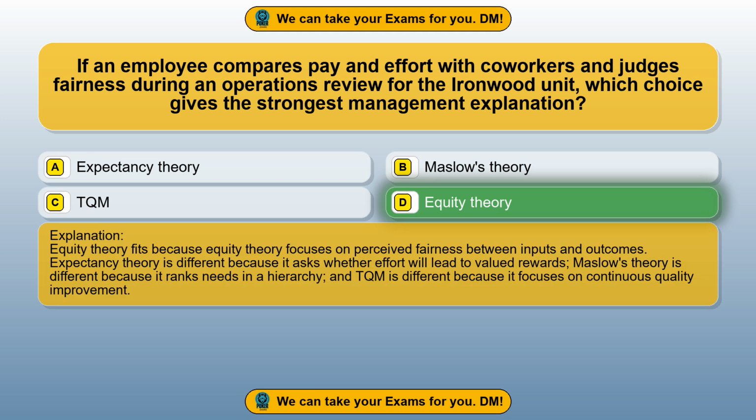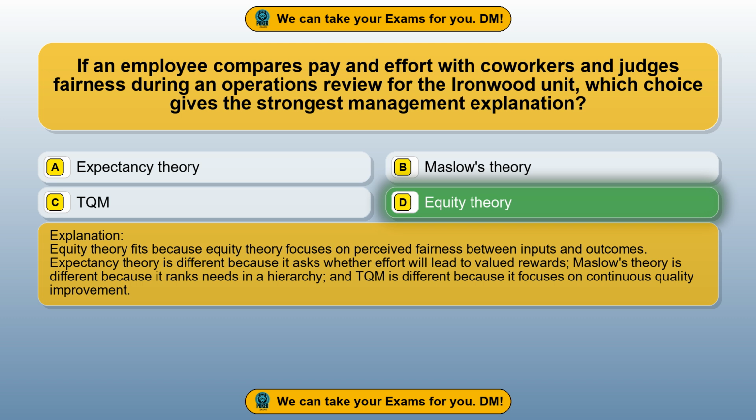Equity theory fits because equity theory focuses on perceived fairness between inputs and outcomes. Expectancy theory is different because it asks whether effort will lead to valued rewards. Maslow's theory is different because it ranks needs in a hierarchy, and TQM is different because it focuses on continuous quality improvement.